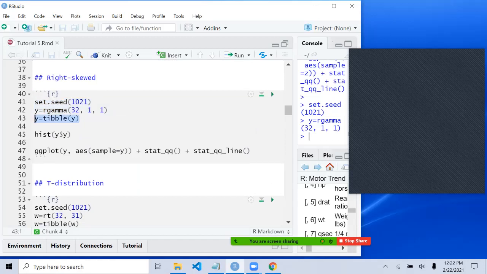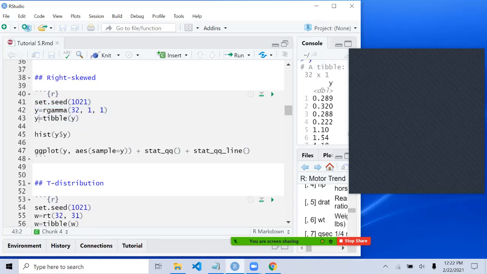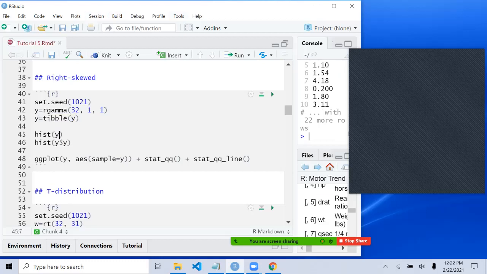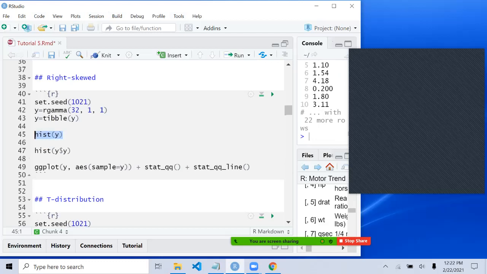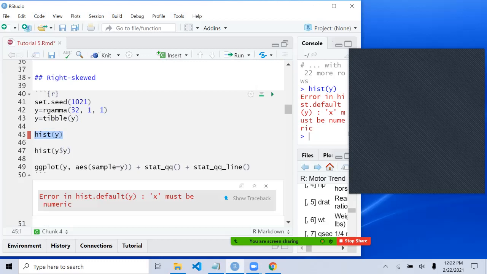So the reason why I have this, by the way, is because if you don't, this is a data frame basically. If I put it into my console, you see that it does this. It's a data frame now, right? It's a 32 by 1 table. If I try to do a histogram of y, it will not run because you cannot put a data frame inside of an actual function. You cannot do this. It will tell you x must be numeric, but this is a data frame.